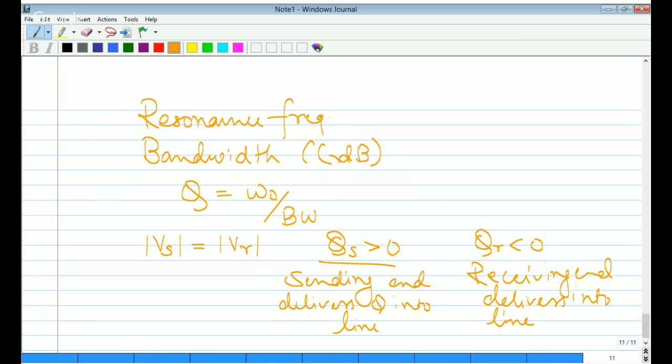Is it fine? So that is what happens. So do remember it always. Whenever you see such a case that magnitudes of Vs and Vr are equal, transmission line will absorb reactive power from both the ends.